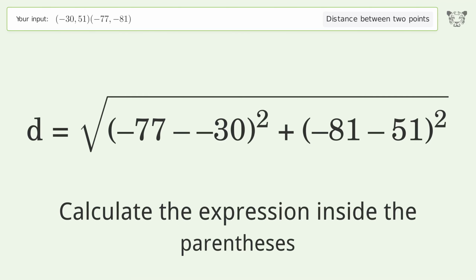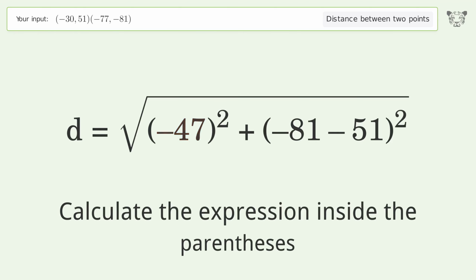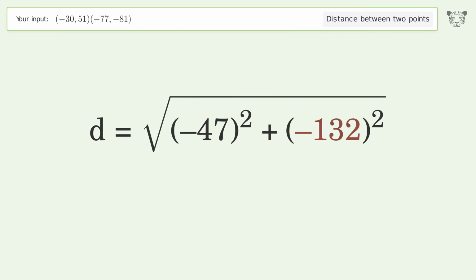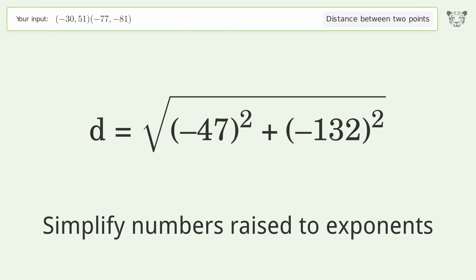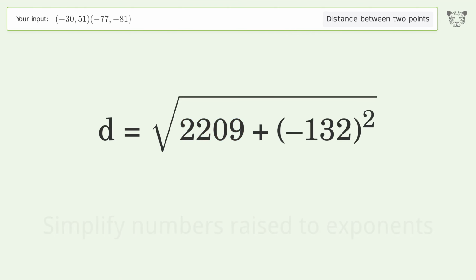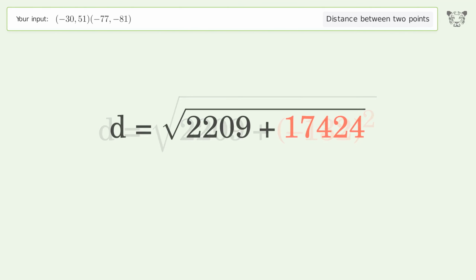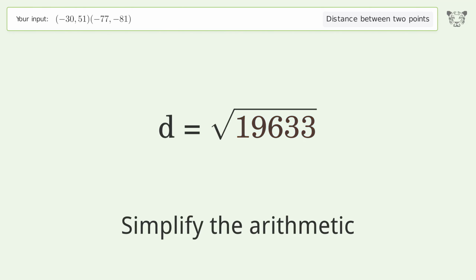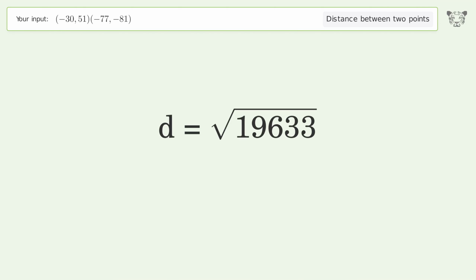Calculate the expression inside the parentheses. Simplify numbers raised to exponents. Simplify the arithmetic. And so the distance between the 2 points is the square root of 19,633, or 140.118.